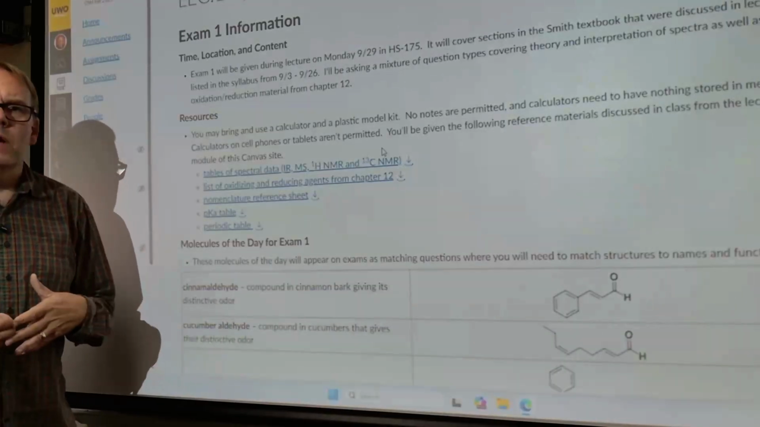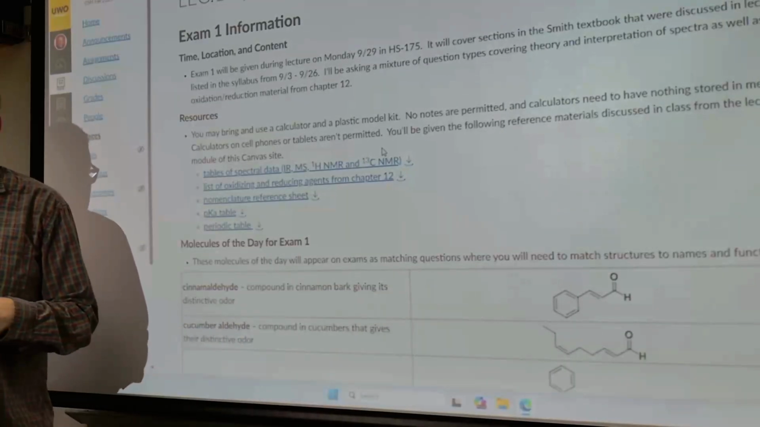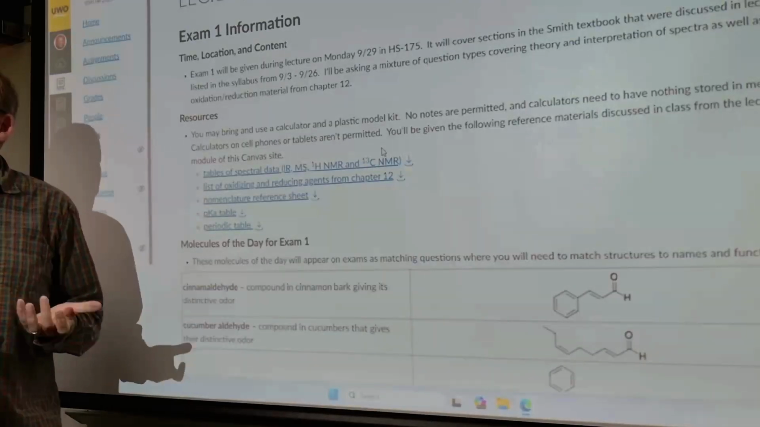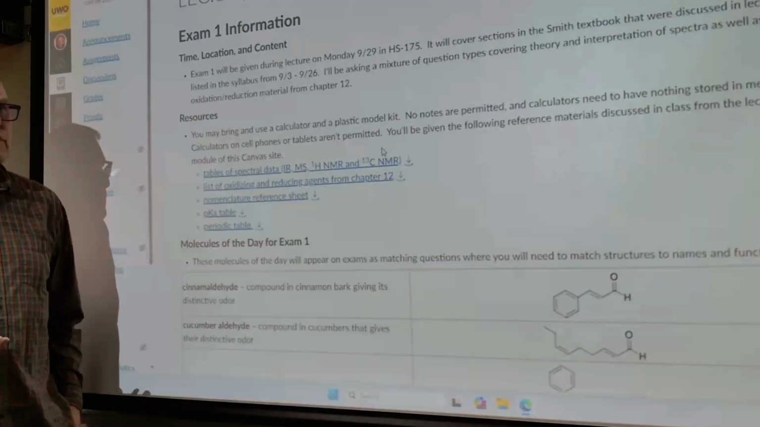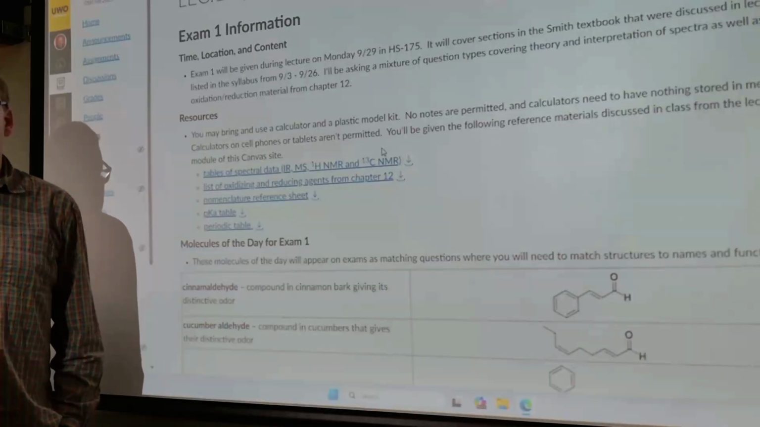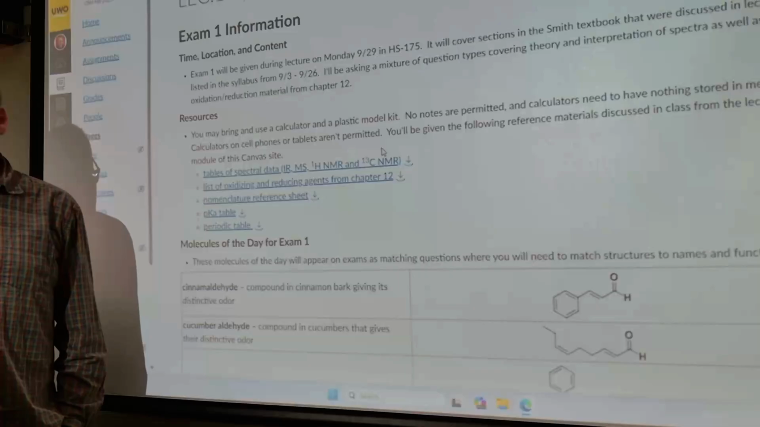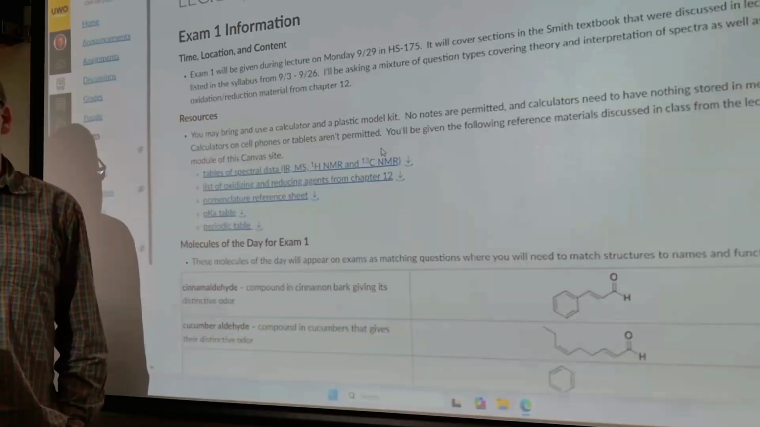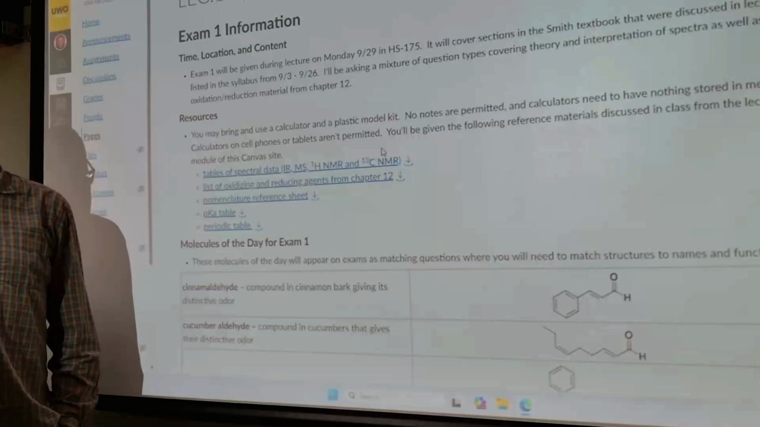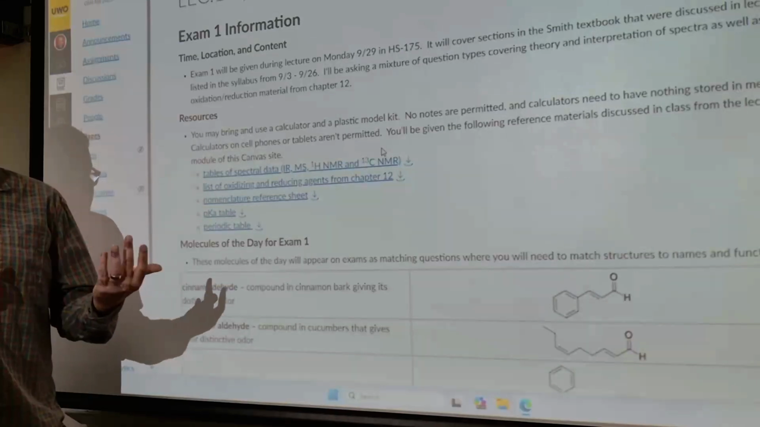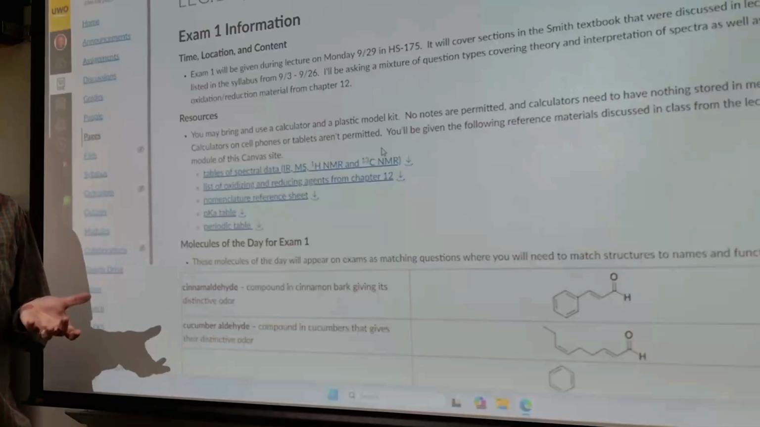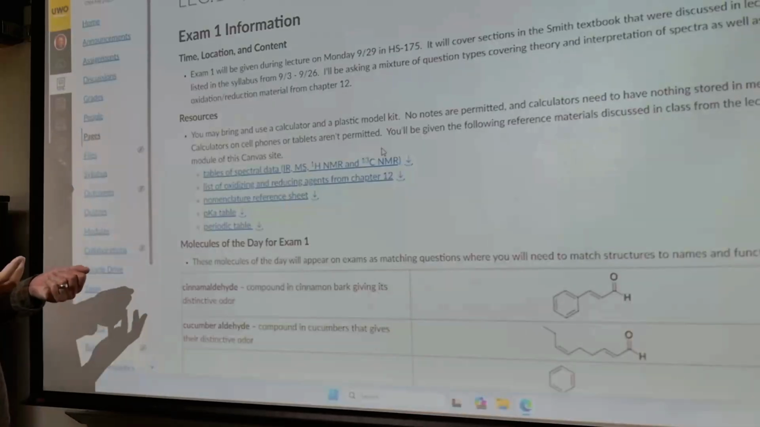The only reason you might want a calculator is to do some addition and subtraction for mass spec fragments. I think that's probably the only application that you really have. You won't need it to do a lot of complicated ratios on NMR signals, because I'm not going to ask that kind of question. I'll give you integration information that you can use, and the ratios will be simple enough that you shouldn't need a calculator to figure out the ratios of protons, but you can bring a calculator if you want.